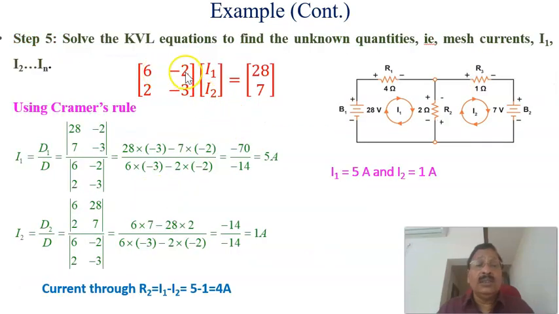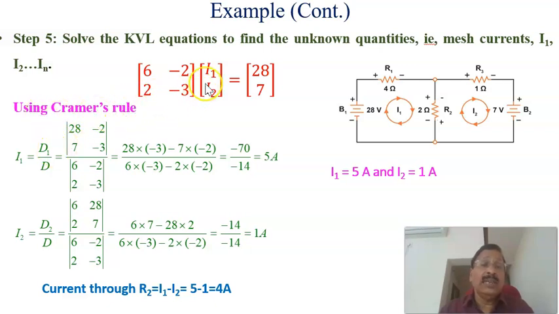Now we convert those mesh equations into matrix form: 6I1 minus 2I2 equal to 28, then 2I1 minus 3I2 equal to 7. These are the two equations, and this is the coefficient matrix. This is the current column matrix, and this is the voltage source column matrix. The unknowns are I1 and I2, and they can be solved by using Cramer's rule.